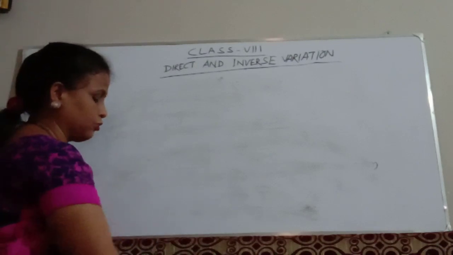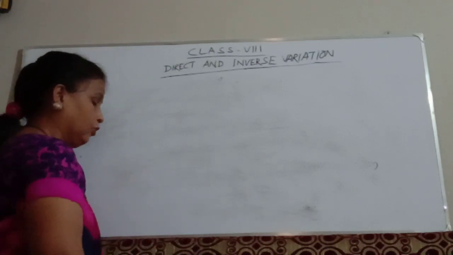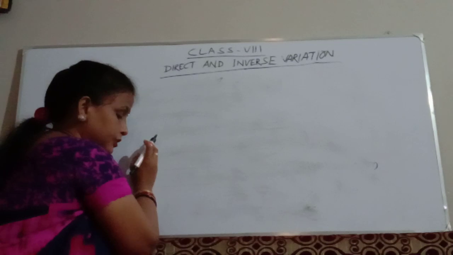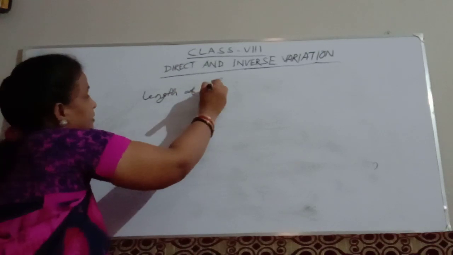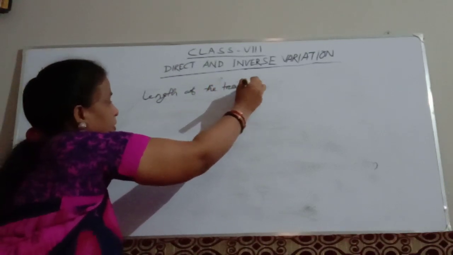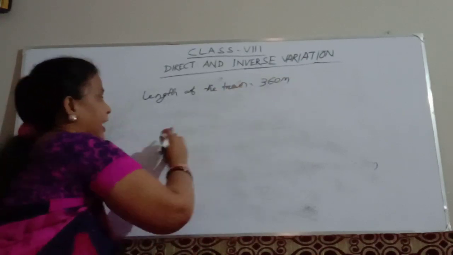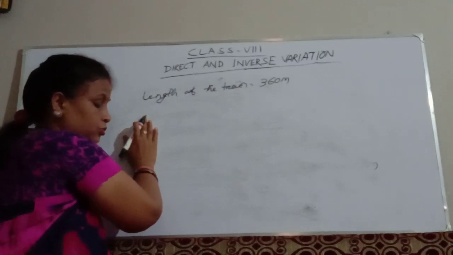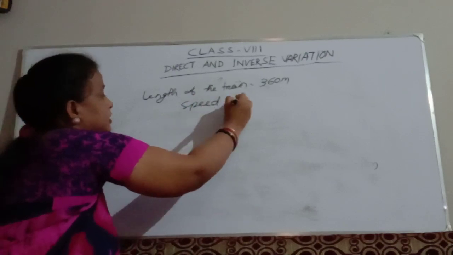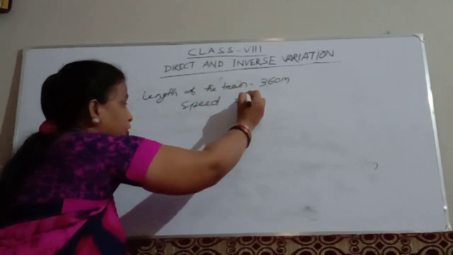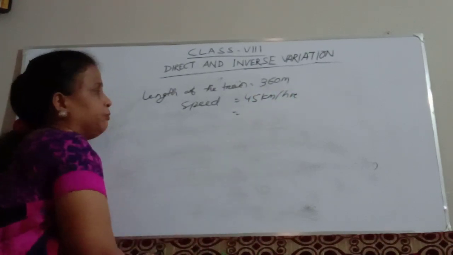When a train passes through a tunnel or a bridge, suppose the length of the train is given. Suppose the length of the train is 360 meter, and the speed of the train is given as 45 km per hour. Here also you can convert this 45 km per hour into meter per second.